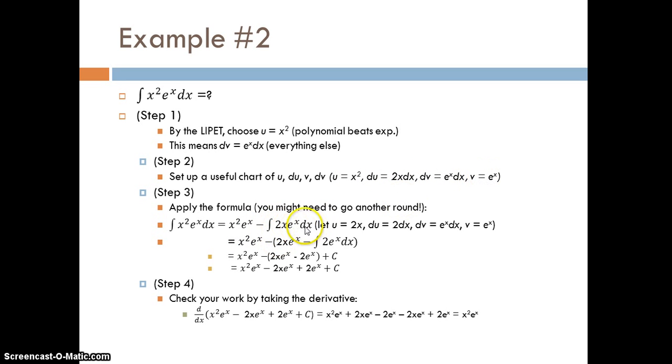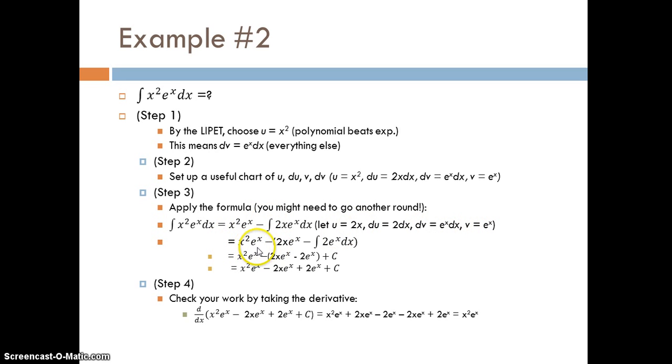Now notice that this is not an easy integral to find the antiderivative for. However, we are more than welcome to try to use integration by parts again, which we do. In this case, we've got another polynomial, so we let that equal to u, 2x. du then is 2 dx. dv again is e to the x dx, and v is e to the x, v being the antiderivative of dv. Now we apply our formula once more.